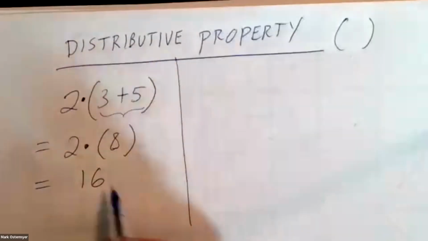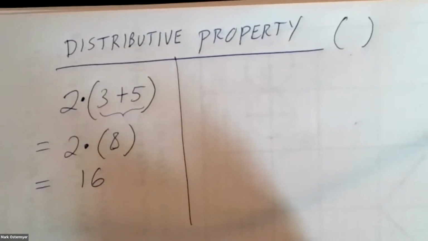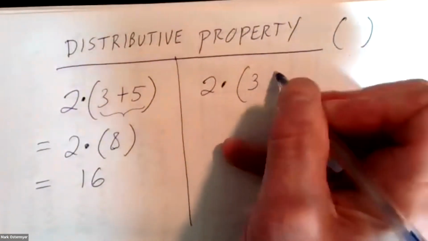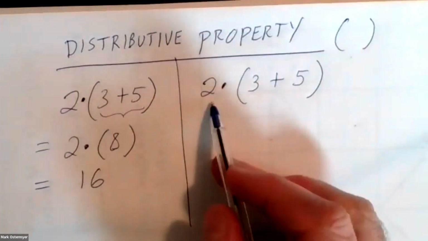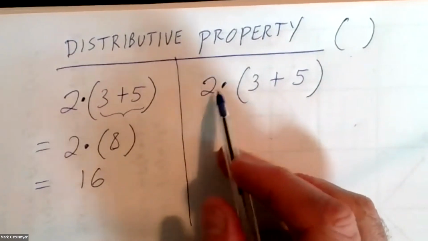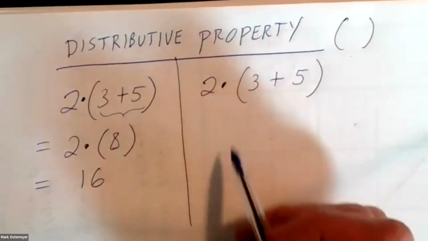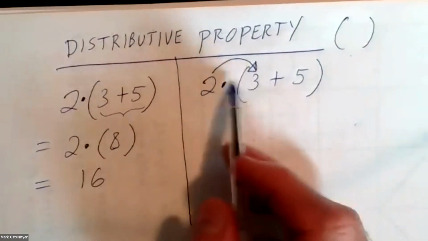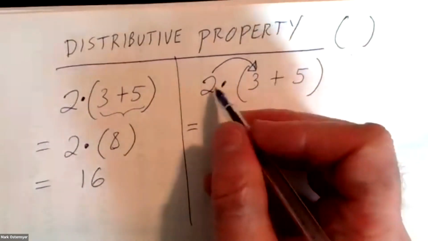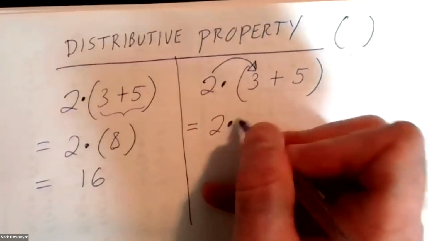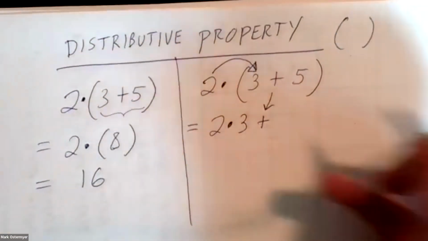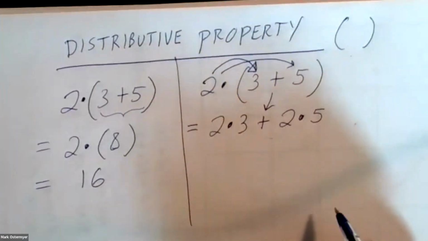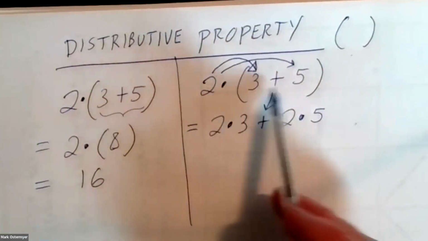I claim there's another way we could have got the answer of 16. I'm going to show you that other way. That other way, ladies and gentlemen, is using this property called the distributive property. Check this out. Let's do this problem over again. But this time, I'm going to take this one factor of 2 outside the parentheses and multiply it into both these terms inside the parentheses. I'm going to take 2 times 3 first. This arrow is a good visual cue. Please use arrows when you distribute. So I'm going to take 2 times 3 plus, and then I'm going to take 2 and multiply it by the 5.